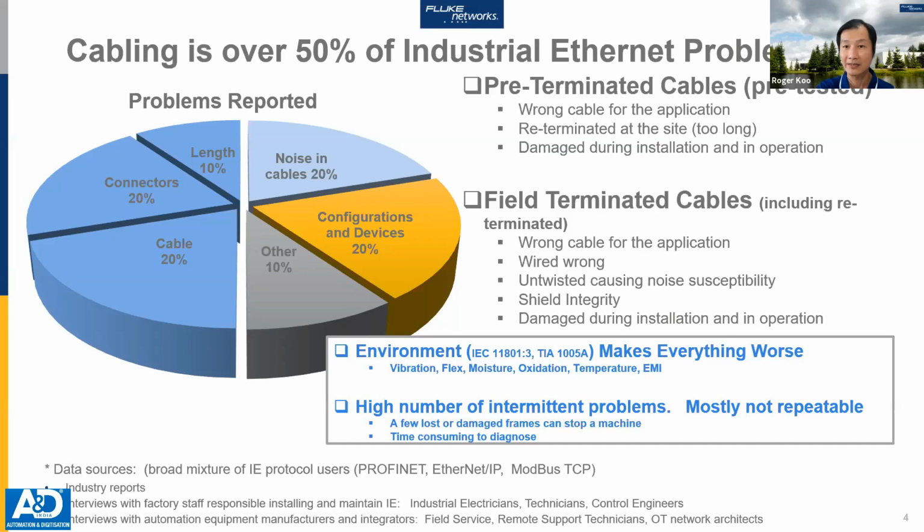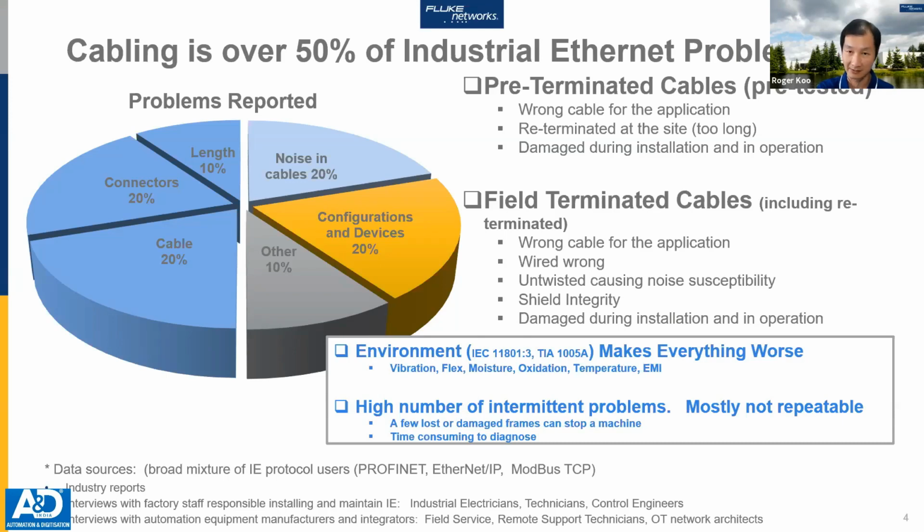Now, the backbone where Ethernet runs on is the cabling infrastructure. Understanding how to maintain and care for the physical layer is of vital importance to the overall productivity of the operation network. According to different data sources, over 50% of industrial Ethernet problems come from the physical layer. Cables and connectors form this layer and can be pre or field terminated.